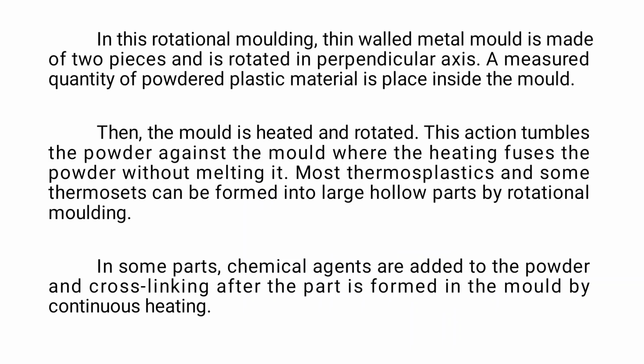In this rotational molding, the thin-walled metal mold is made of two pieces and is rotated about perpendicular axes. A measured quantity of powder plastic material is placed inside the mold. Then the mold is heated and rotated. This action tumbles the powder against the mold, and the heating fuses the powder without melting it. Most thermoplastics and thermosets can be formed into large hollow parts by rotational molding. In some parts, chemical agents are added to the powder to be cross-linked after the part is formed in the mold by continuous heating.